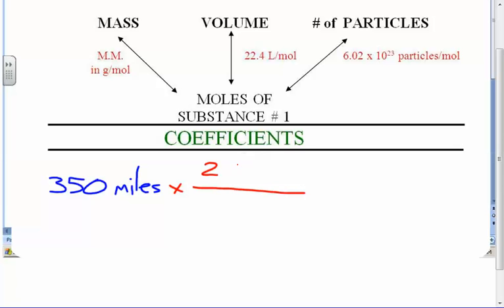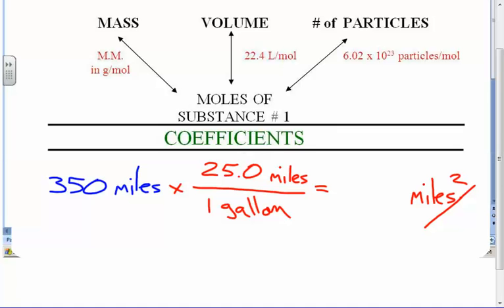If I said I get 25 miles for every 1 gallon, and I'm looking at the units, my units do not cancel as I would like for them to. What I end up with is a unit of miles times miles, or miles squared, divided by gallons. And miles squared per gallon is not a unit that I'm familiar with, and it certainly isn't a unit that I'm wishing to use in this context.